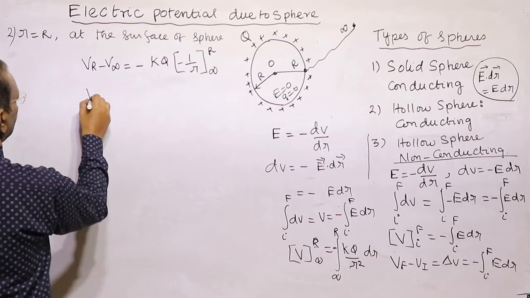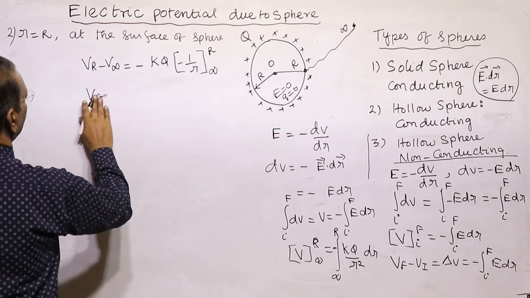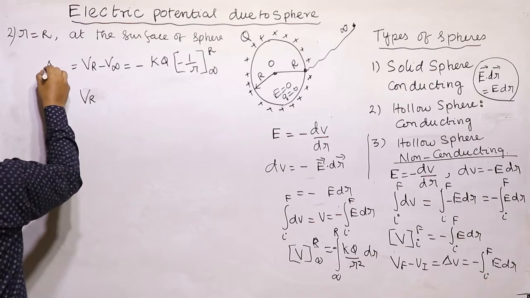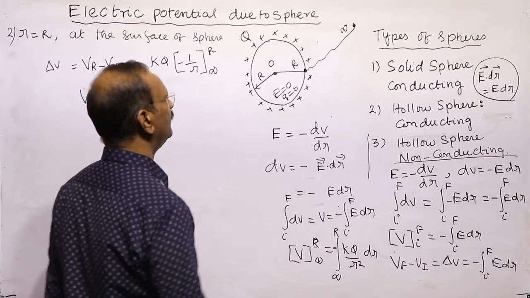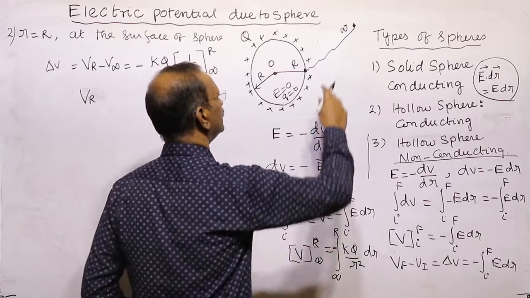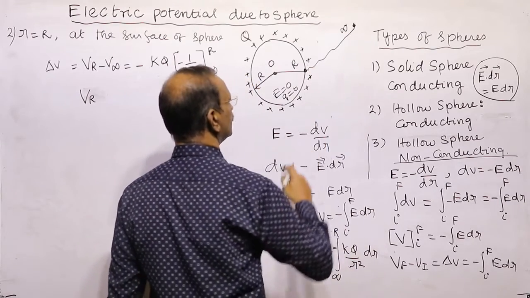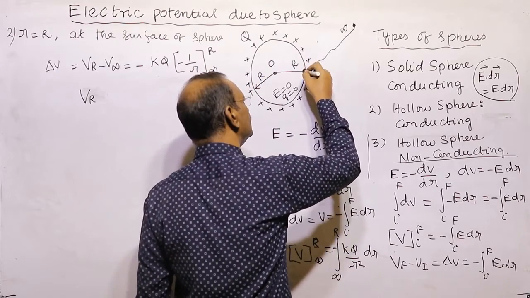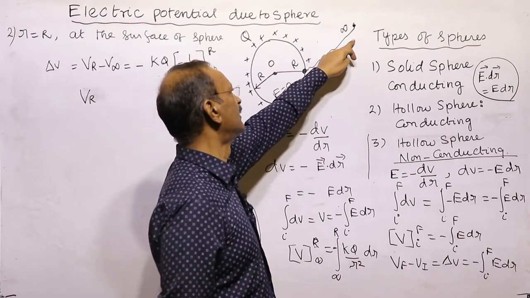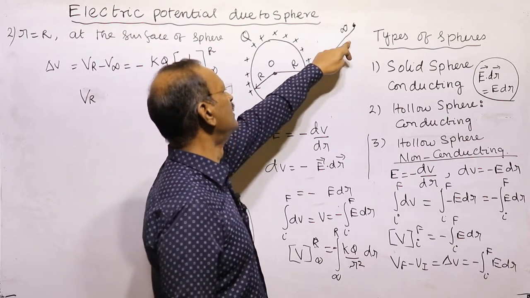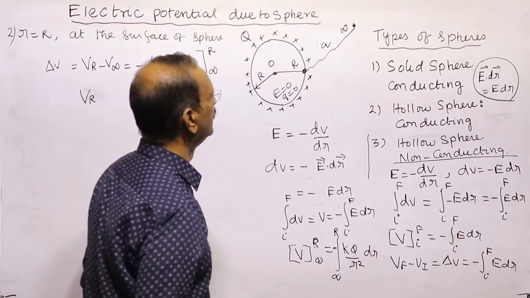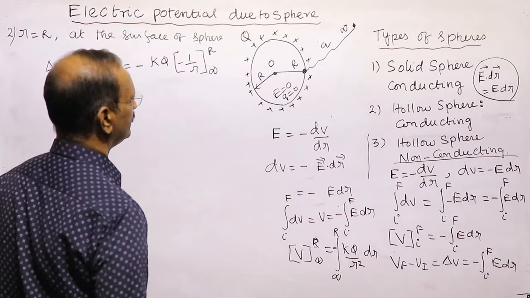So V_R, potential at R, is equal to the change in potential, because if you are bringing the charge from here to here, there will be a change in potential. The potential at this point will be more than the potential at this point, because work is done in bringing the charge from here to here. Therefore that work done is stored as potential energy.